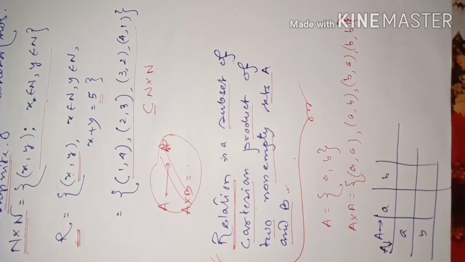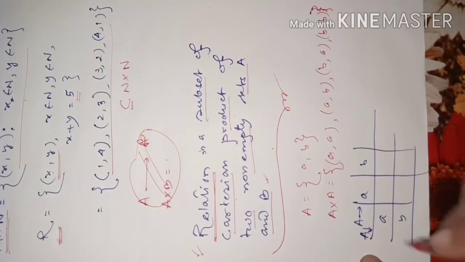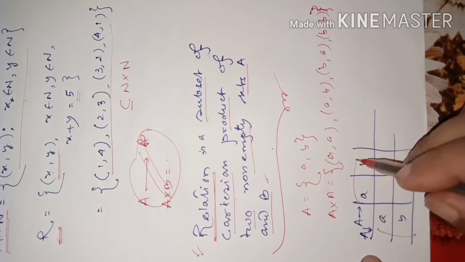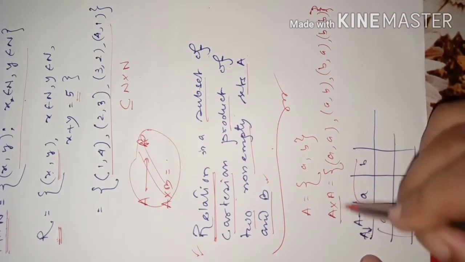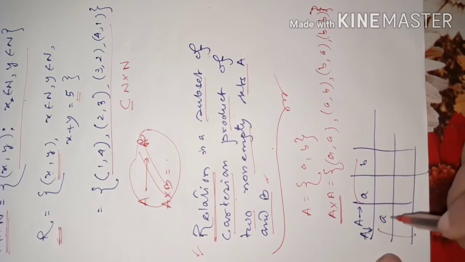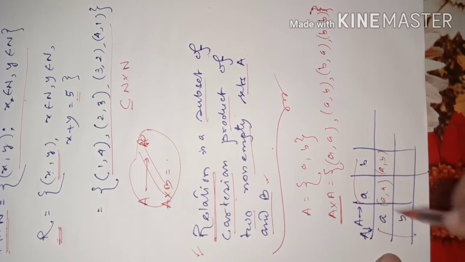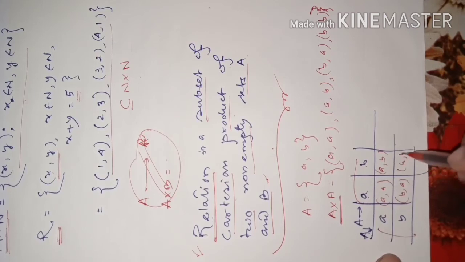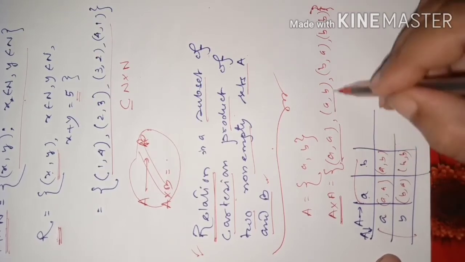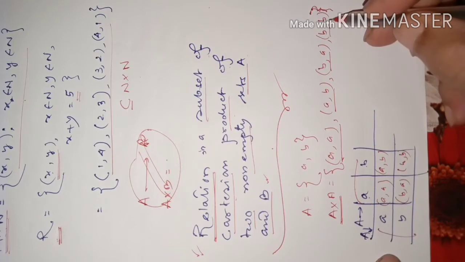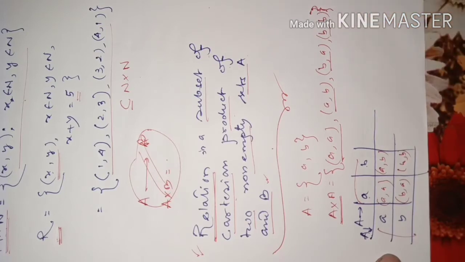a, b. So A on this side and A on this side also, because you are finding A cross A. Now you pair them like this: a with a, (a, a), one pair; (a, b); then (b, a); then (b, b). That's right: (a, b), (b, a), (b, b). So these are the set of ordered pairs.